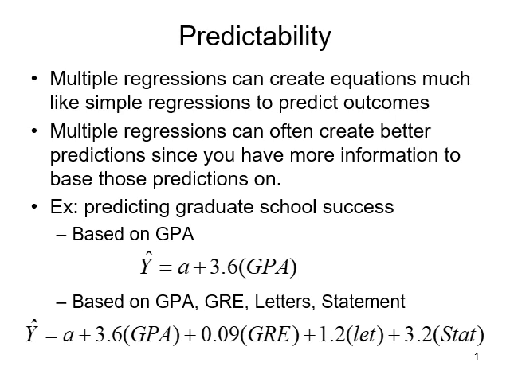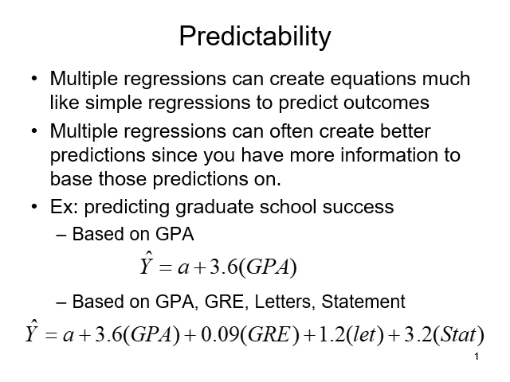So we're continuing to talk about multiple regression, and now we're talking about the predictability. And again, the predictability equation is simply adding on each one of the significant predictors that we have determined we're keeping in our model. So multiple regression can create equations much like simple regression to predict outcomes. Multiple regression can also create better predictions since you have more information to base those predictions on, assuming that each of your predictors is significantly related to your outcome.